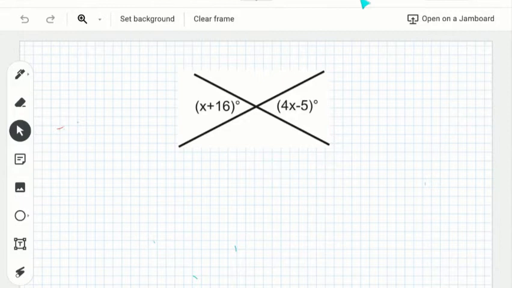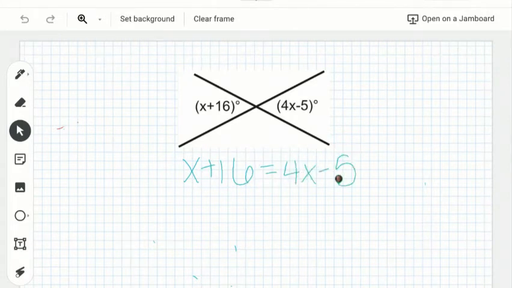Now coming on to the next screen, we notice that these are also vertical angles. First thing we'll do is determine the angle relationship. This is a vertical angle. We know vertical angles are equivalent. So we're going to set these two expressions equal to each other, x plus 16 and 4x minus 5. Then we're simply going to solve the equation. There are lots of different ways that you can solve this, so just choose the most efficient method for yourself.